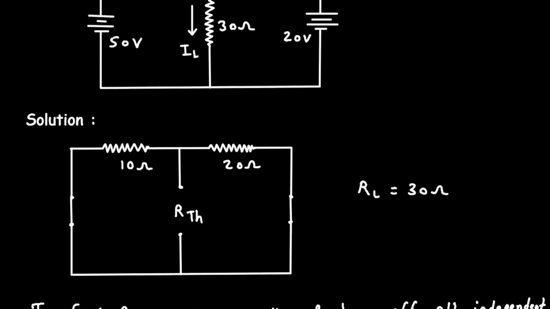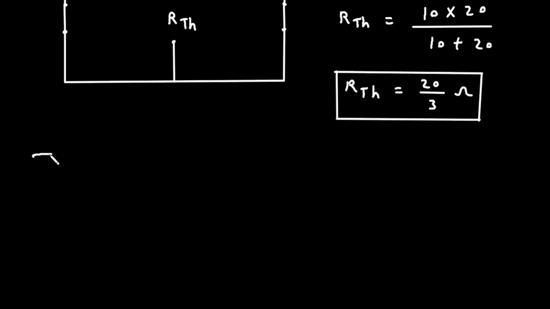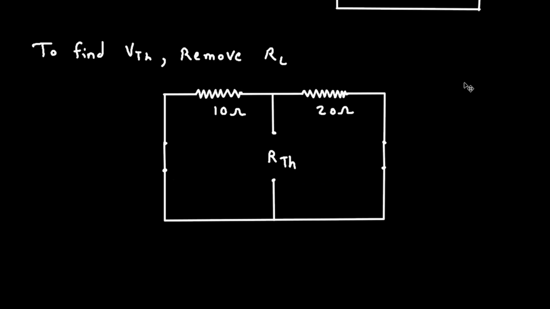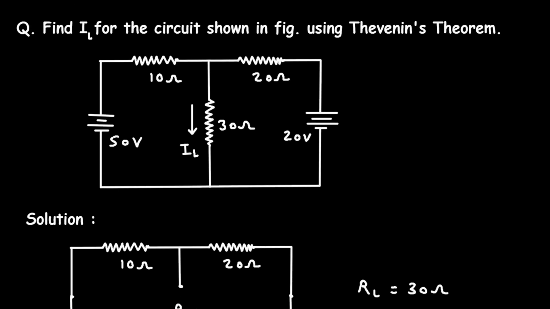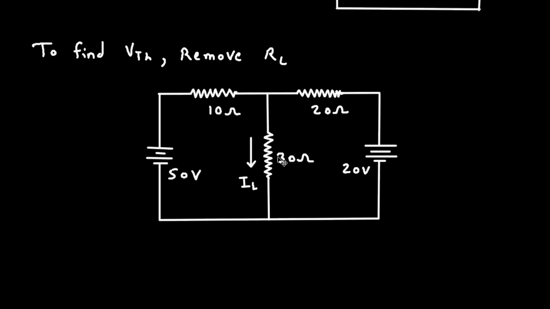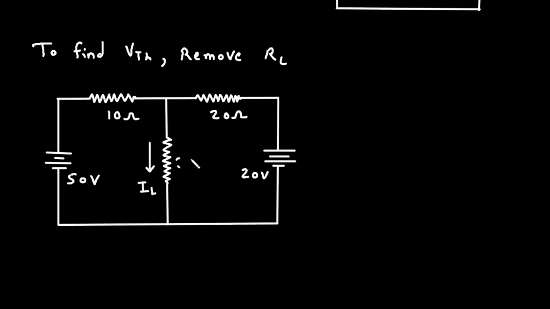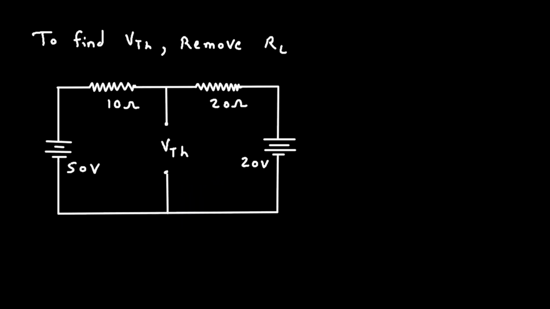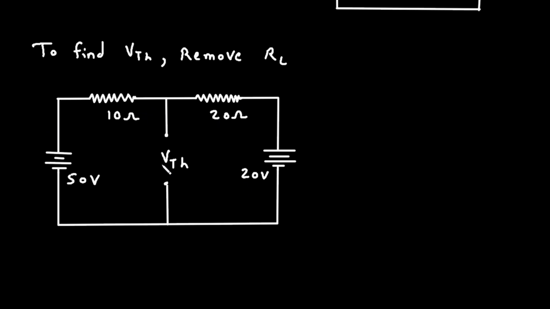Next we have to find the value of VTH, that is Thevenin's voltage. So to find VTH, again remove RL. Let's take this circuit from here again. Now we will remove this load resistor RL, and this open circuit voltage will be VTH. So we have to find this VTH.